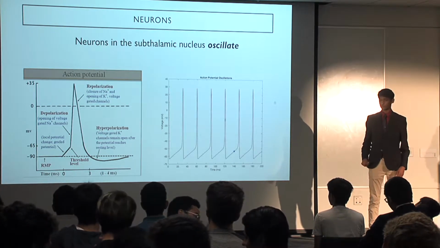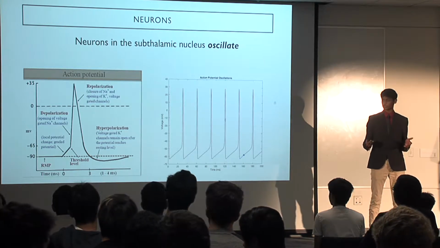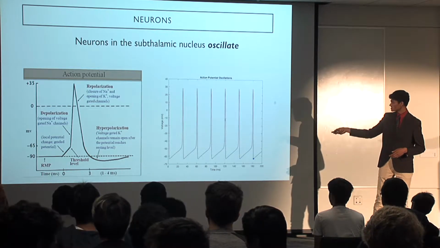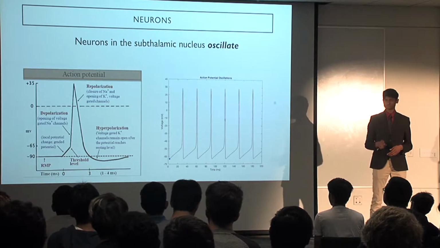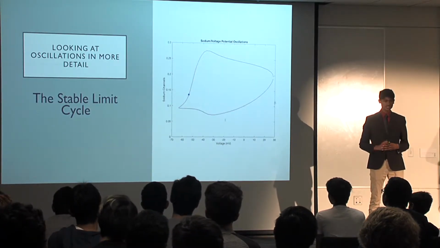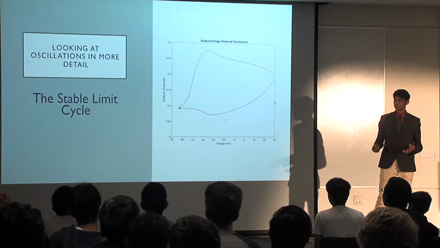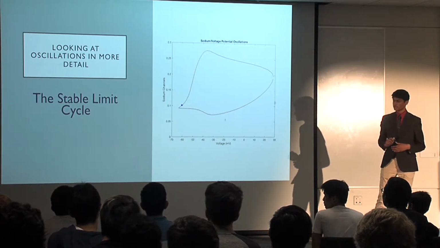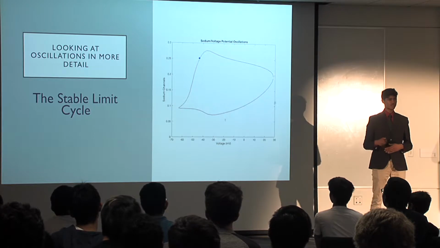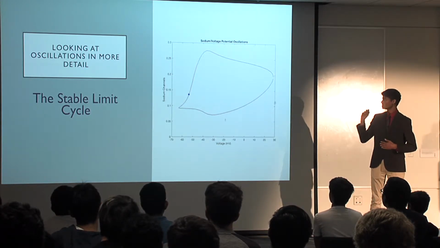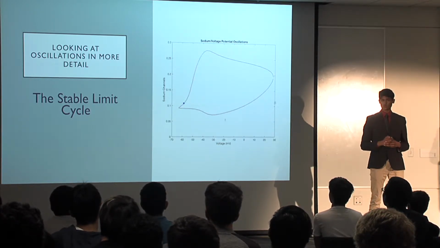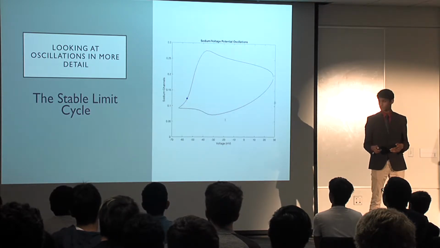And this is an animation I created to illustrate that point using my model. And so the neuron slowly comes up, it fires, and comes back down. Now, looking at oscillations more in detail, I'm going to be talking about the stable limit cycle a lot. And what is the stable limit cycle? This is essentially the same thing as the previous animation showed, but that was voltage versus time, and this is sodium versus voltage.